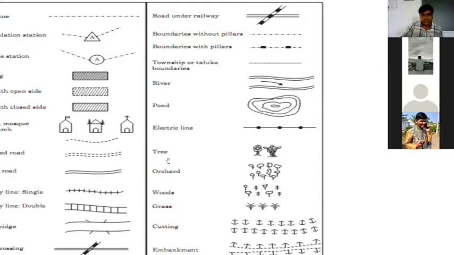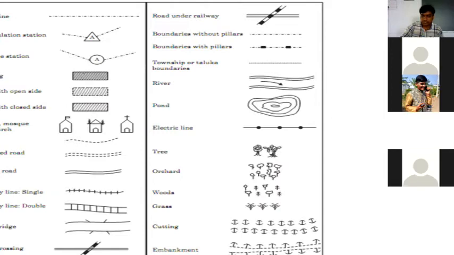And the next one is tree. This is how we're going to show the tree. All of you know. In the plan, we're going to show it like this. It seems like an elevation, but at the smallest scale, we're going to show the symbol.